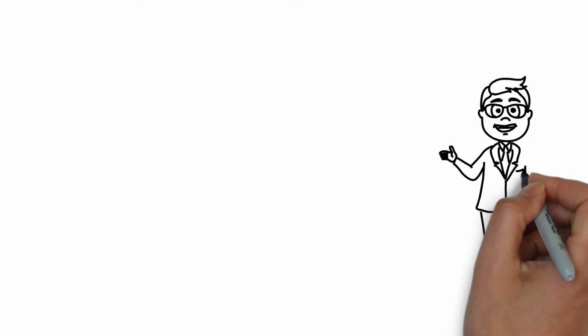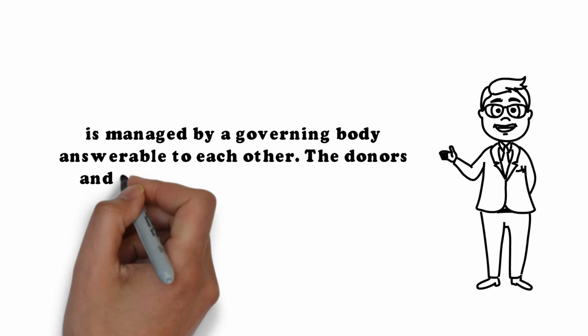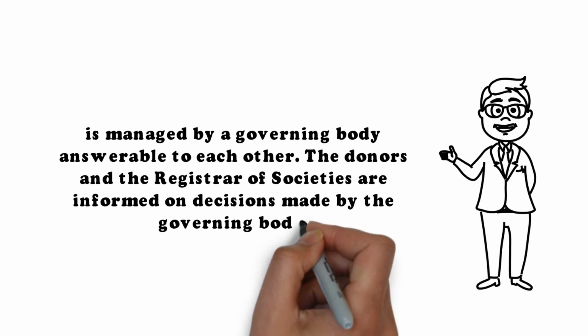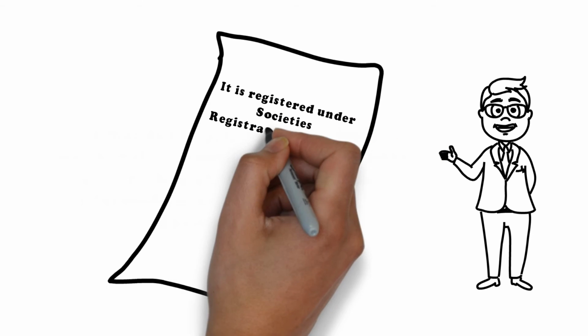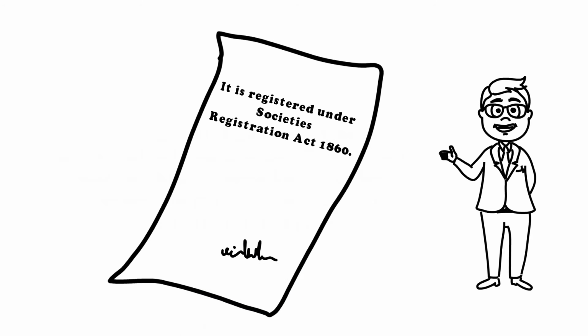6. A registered society is managed by a governing body answerable to each other. The donors and the registrar of societies are informed on decisions made by the governing body. It is registered under the Societies Registration Act 1860.